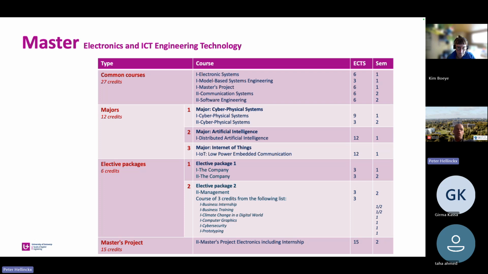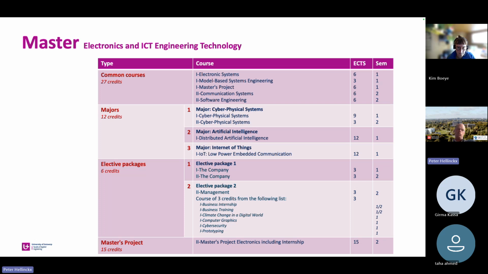So now we are already at 39 credits. For the remaining credits, there are still 6 credits in an elective package and then 15 credits in a master project. For the elective package, there are 2 kinds of packages.